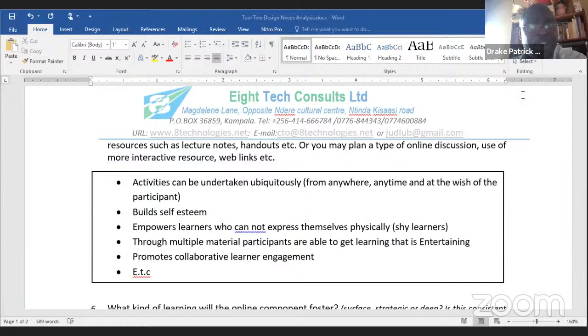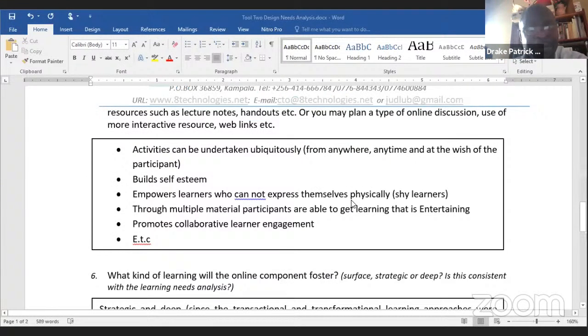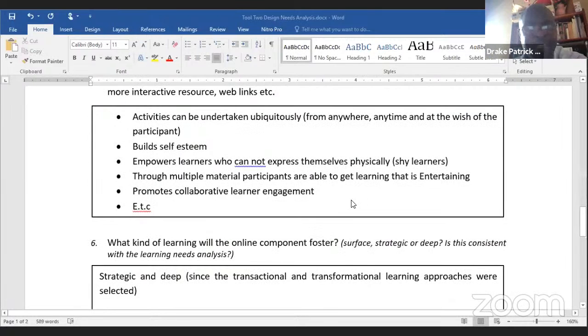Then through multiple material, participants are able to get learning that is entertaining. So as Prof. Jude indicated, we have different learners and we use different forms of learning, others visual, language, and so on. So this online allows the learner to choose the most appropriate mechanisms of assimilating knowledge. Then, more importantly, it promotes collaborative learning.